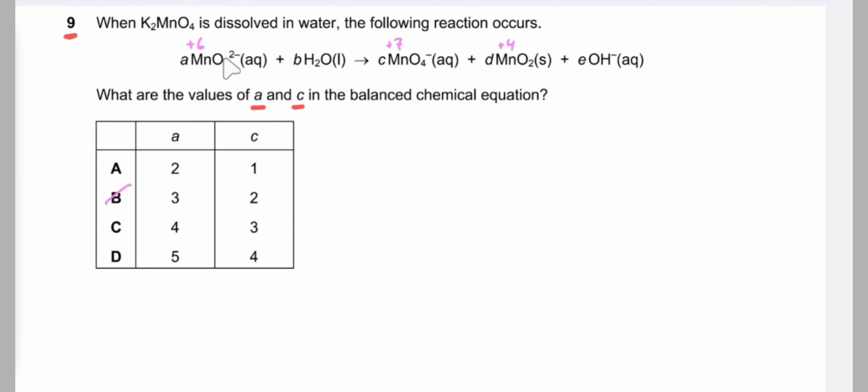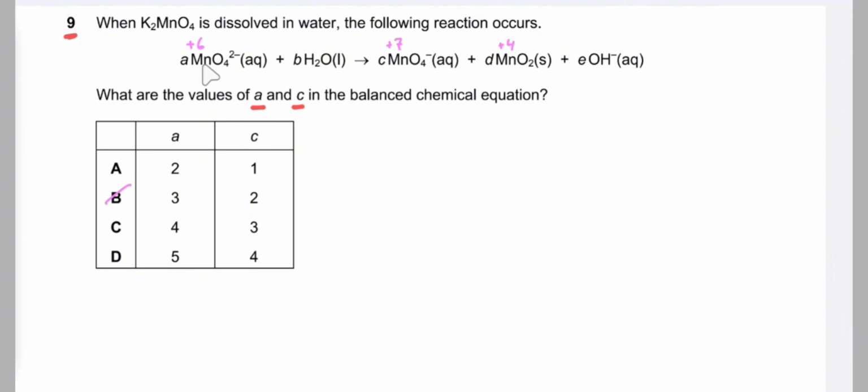For manganese, its oxidation state in MnO4 2 minus, oxygen is negative 2 times 4, that is negative 8, so manganese has an oxidation state of positive 6. Then in MnO4 minus, the negative 8 goes to the side, so manganese is plus 7, and here it is plus 4. So we can see that manganese changes from plus 6 to plus 7 and plus 4.